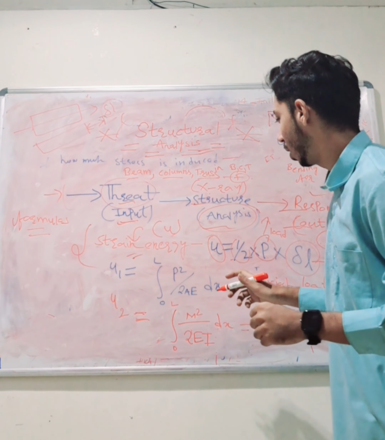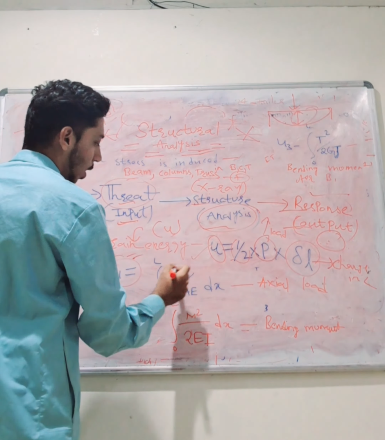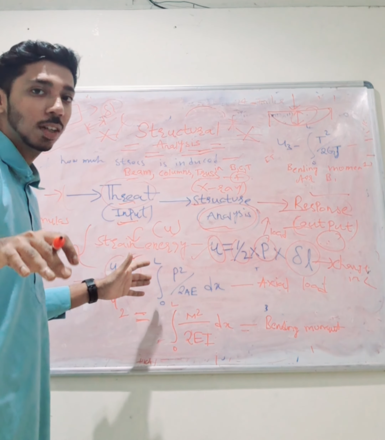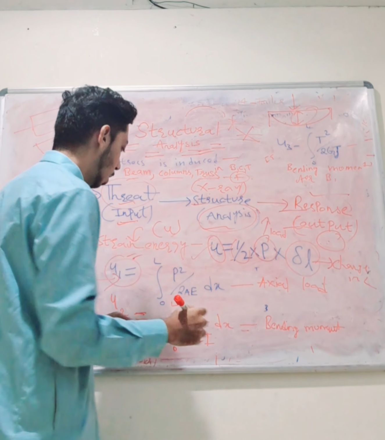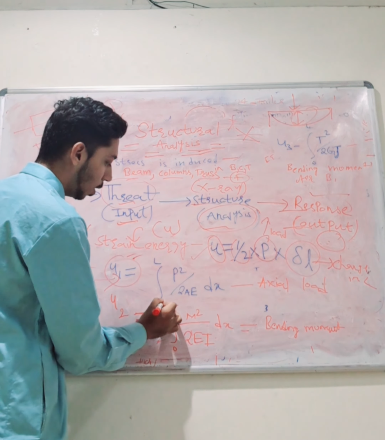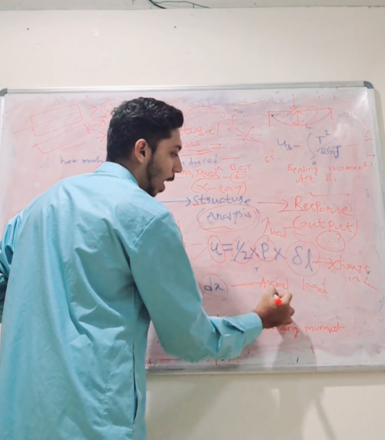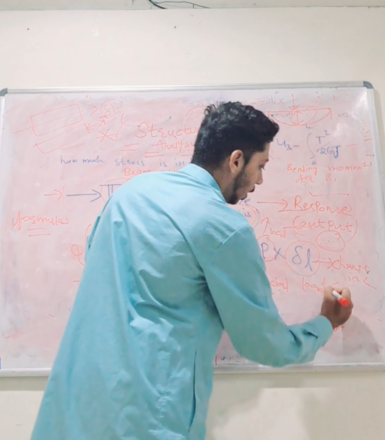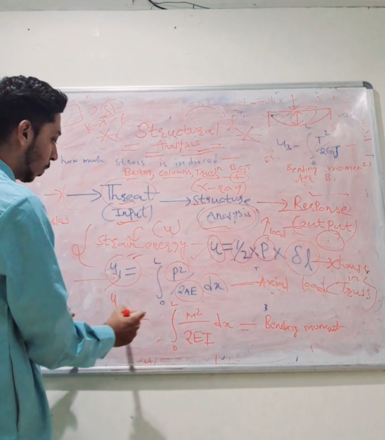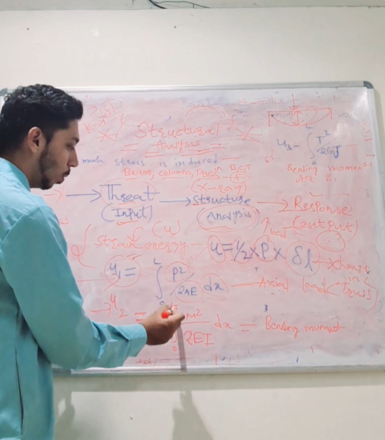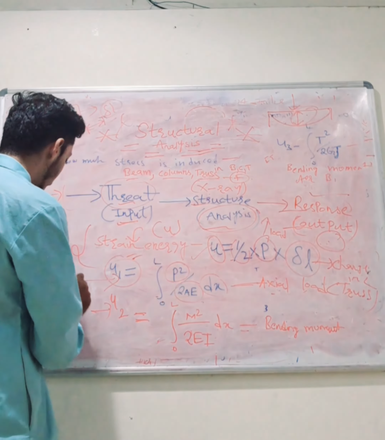Let's move towards another formula. That is U1, strain energy 1. For different load conditions we have different formulas, for different structures. So U1 is the integration from 0 to L of P square by AE dx, which is the axial load formula for truss. Note it down guys. Please maintain notes. For truss we use this formula. Then U2 is the integration from 0 to L of M square by EI. What is M square here? Moment.